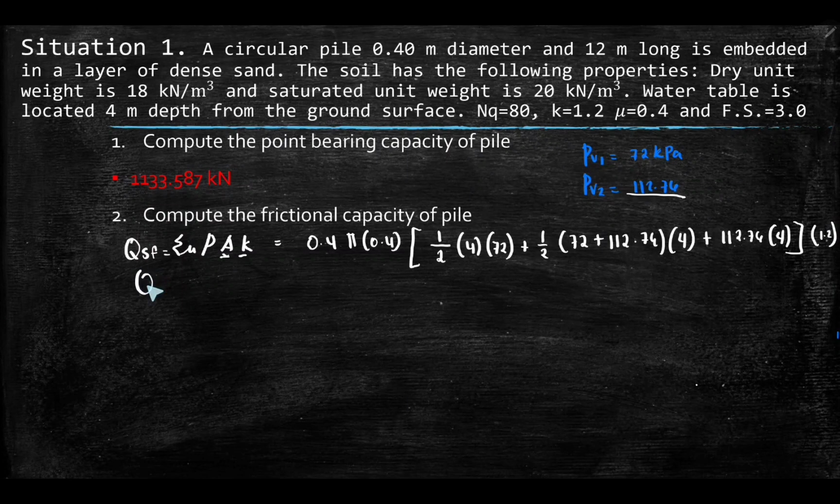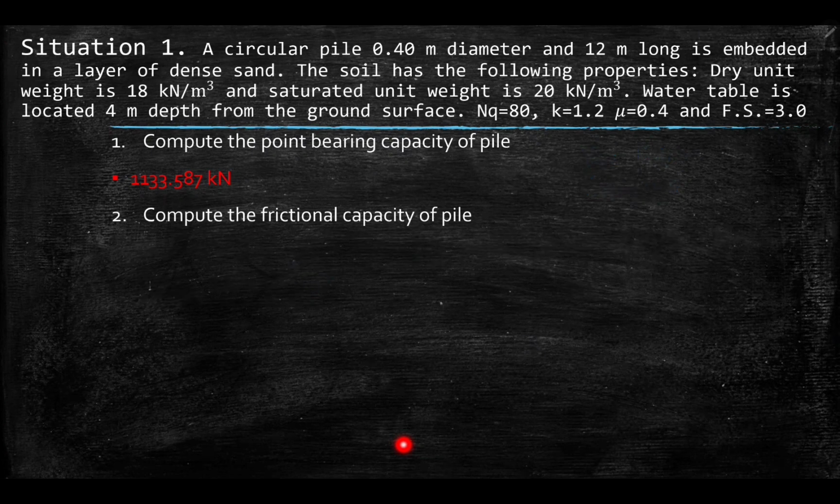Okay, so therefore we can solve for the frictional capacity of the pile, which is 581.809. So that is our final answer. If you want to check, I will go to the next slide. It will be erased, so kindly take note. So our answer is correct, which is 581.809.